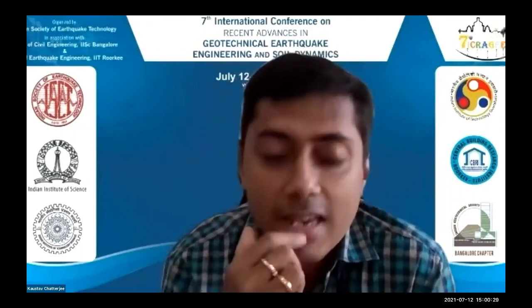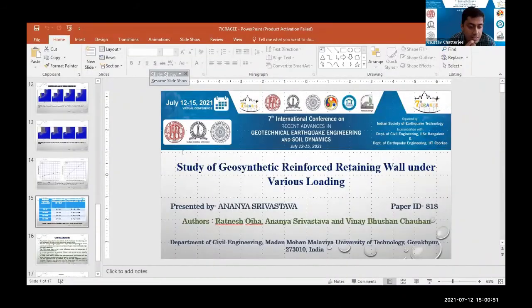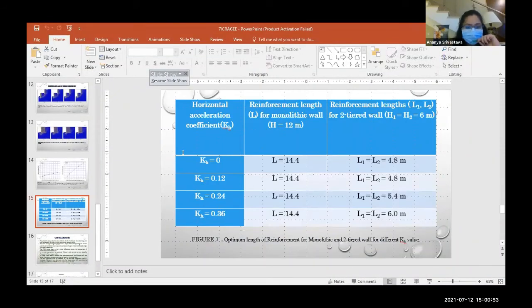Yes, Ananya, can you go back to your slide before the conclusion, where we have given, for the monolithic wall and the two-tiered wall, what is the optimum length required? That slide. Are you talking about this slide? Yes. In this case, the reinforcement length is 14.4 meters.